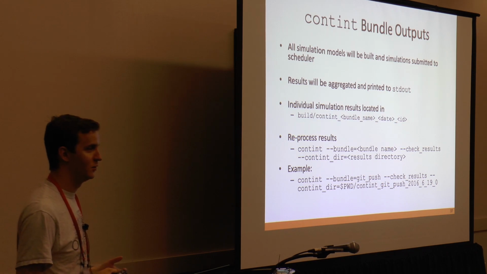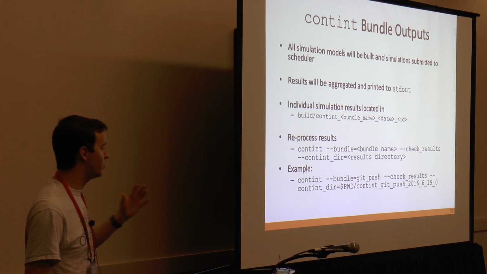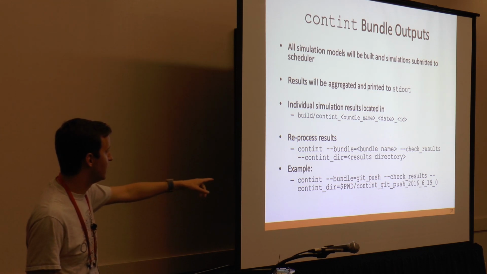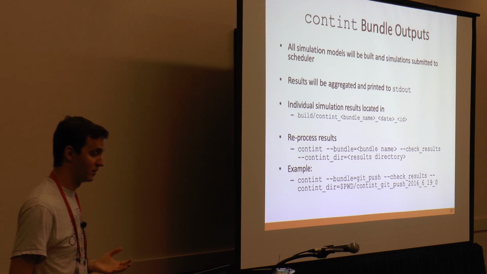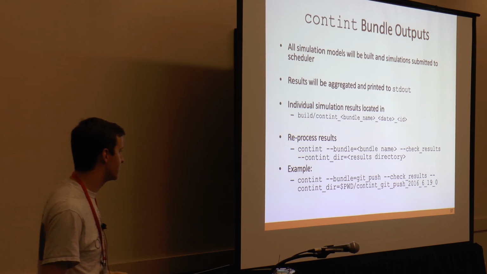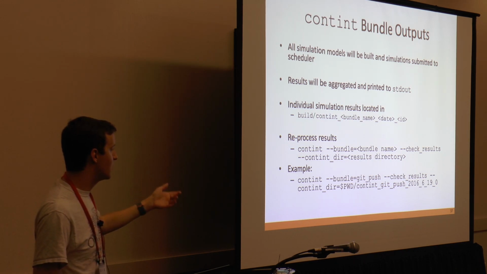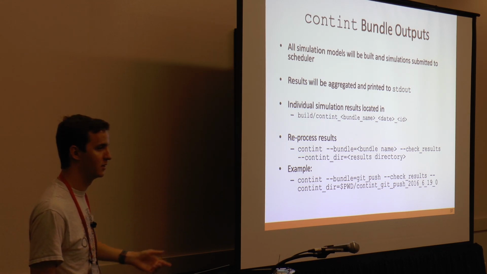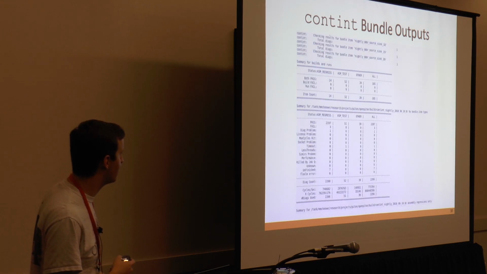So much like a regression, you don't necessarily want to go into each individual test to see what the results are, so you can reprocess the results by calling content again, using the check results flag at the end there to basically create another summary of results. So here below we have an example of this. On the continuous integration bundle that we just called in the previous slide, you would call content again with that bundle with the check results flag and pointing to the output directory of that continuous integration run, and you will see an output file like this.